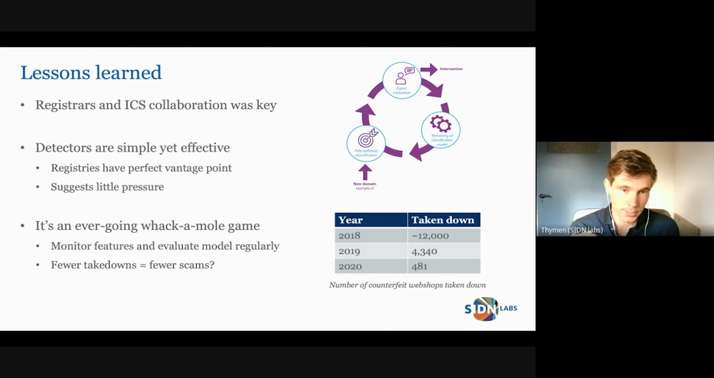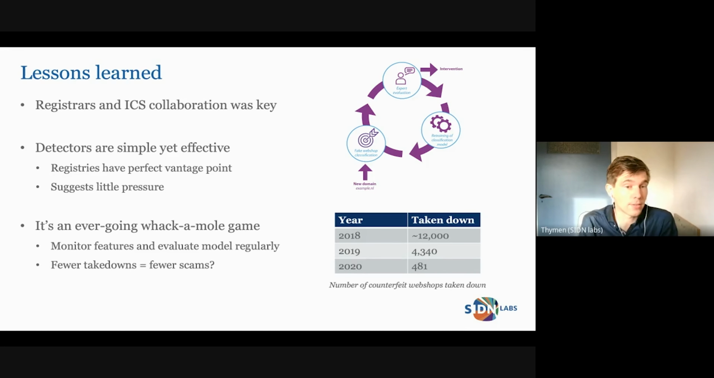And what we also see is that the number of fake web shops is decreasing. So in 2018, we took down 12K fake web shops. In 2019, it was a little bit over 4K, and last year we took down 481 domain names. So that could, of course, mean different things.